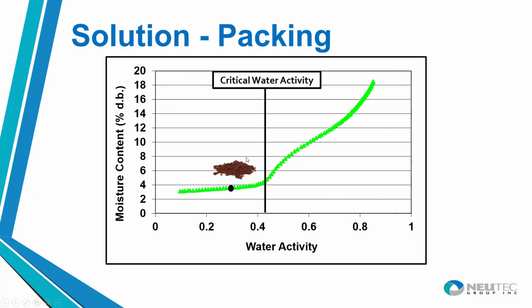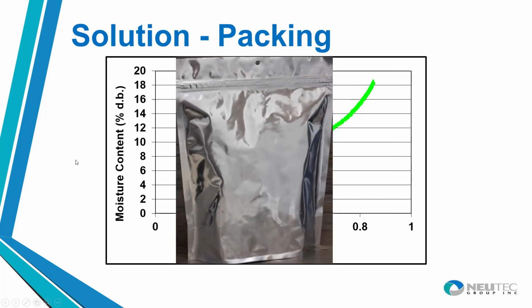Well, if it encounters moisture again, one of the most effective ways to prevent that change from happening is through the use of packaging. And each packaging material that you could potentially use provides a different level of moisture protection. It has a certain moisture permeability associated with the packaging. And in most cases, the better the packaging is at keeping moisture out, the more expensive the packaging is.